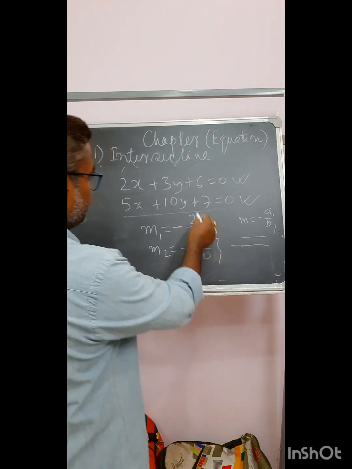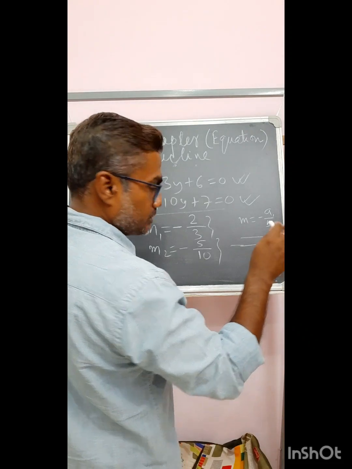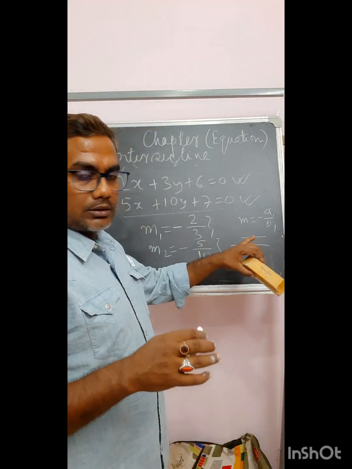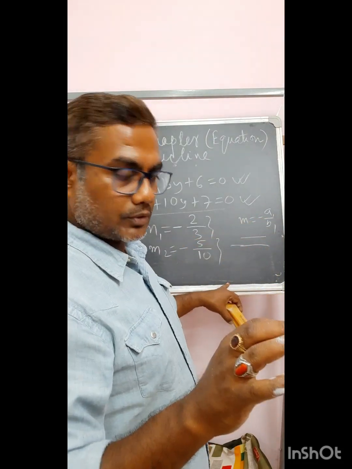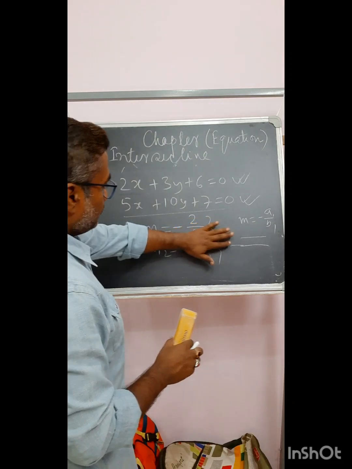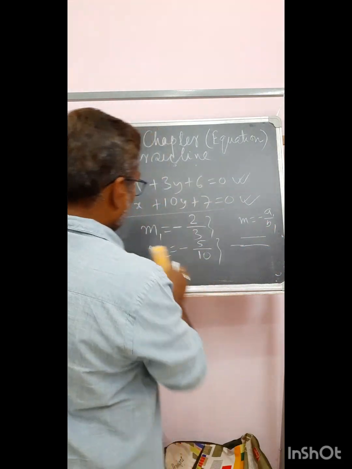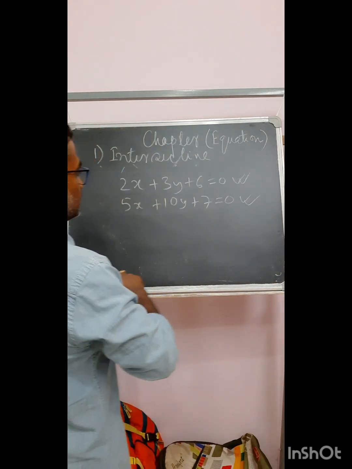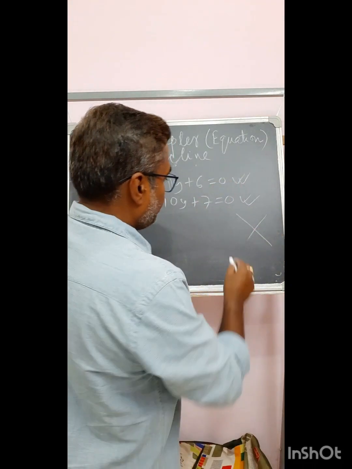So I can eliminate that these lines are not parallel or coinciding with each other. Then definitely they are intersecting. So you can eliminate the doubt from the given equations. As m1 and m2 are not equal, these lines are intersecting. So that is the first thing you can eliminate.